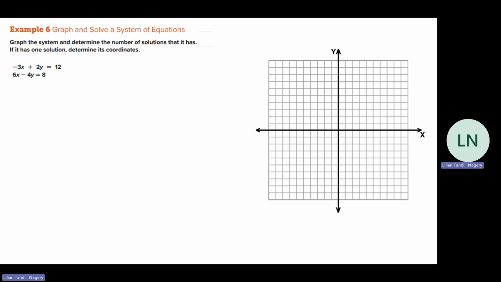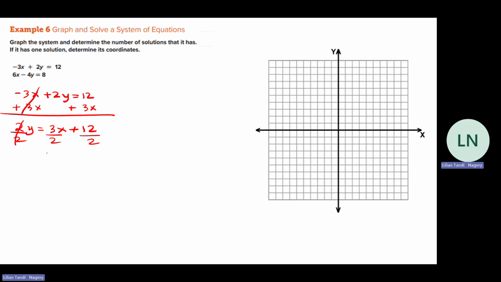Example 6, graph the system and determine, same thing. So make your equation start with y or write it in slope-intercept form. So you have negative 3x plus 2y equals 12, plus 3x, plus 3x. So this goes away. You'll have 2y equals 3x plus 12. Divide by 2, divide by 2, divide by 2. This goes away. So this is y equals 3 over 2x. I cannot simplify this. I can simplify this and I will get 6.